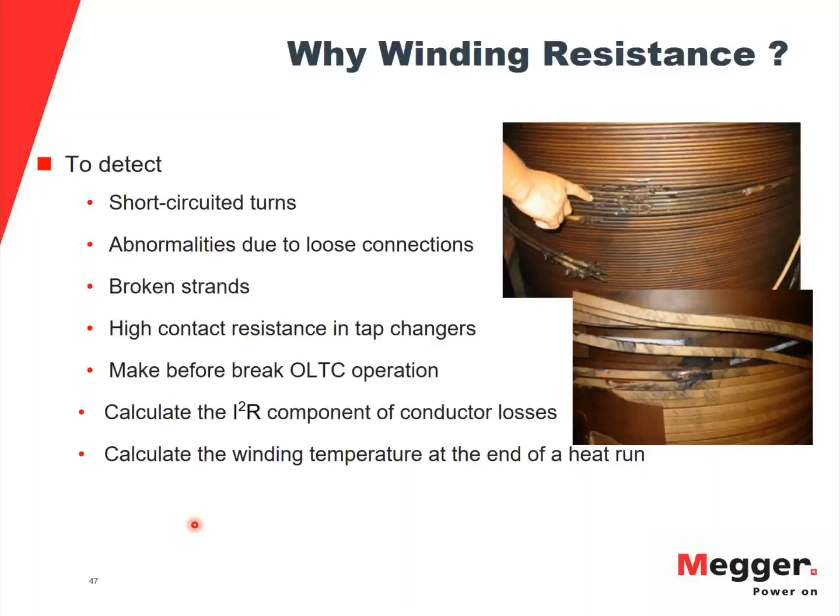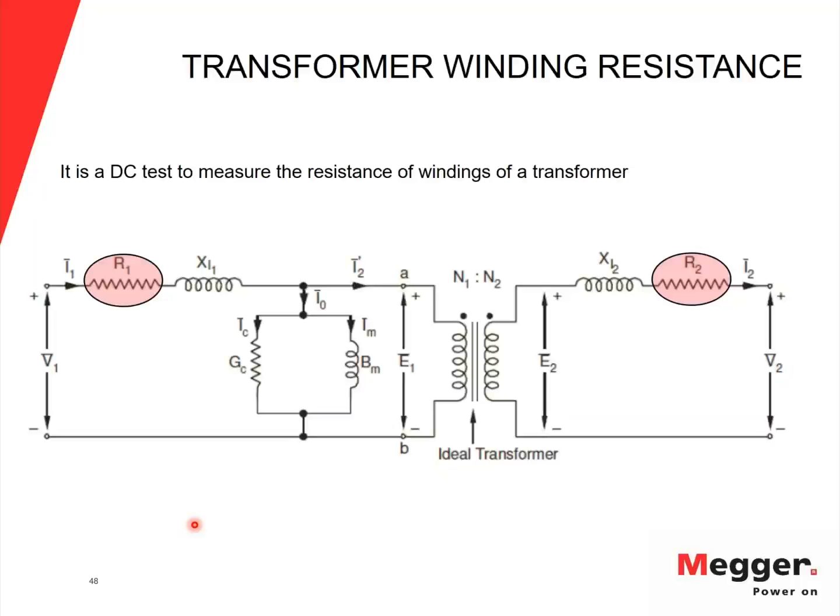And then there are some other applications of winding resistance where you can measure the I²R losses, and you can also find out the internal winding temperature by performing this winding resistance test, and that's what we call the heat run method. So what is this test? You are trying to measure the resistance of the primary winding and the resistance of the secondary winding. It's a DC test where you apply a DC current and you measure the voltage drop across the winding, and the ratio of your voltage to current gives you the resistance of the winding.